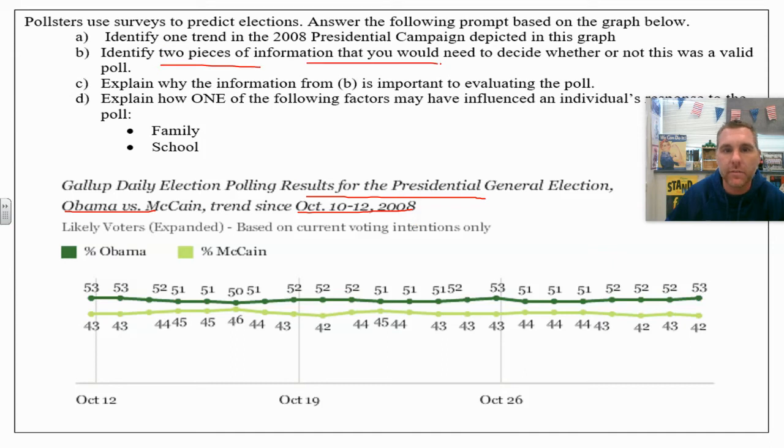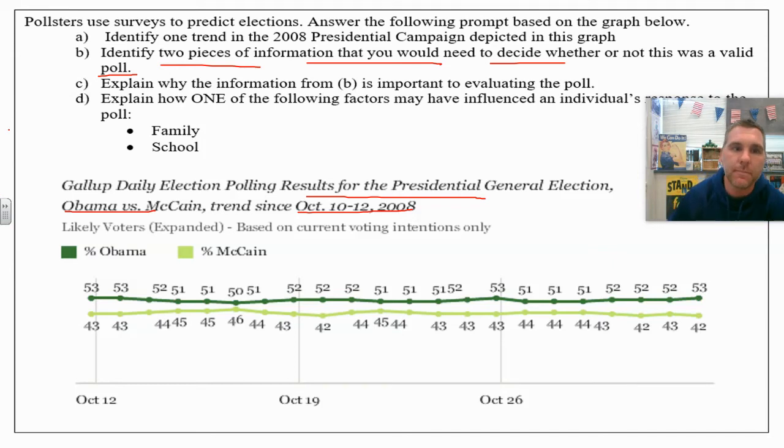Identify two pieces of information that you would need to decide whether or not this is a valid poll. Well, going back, what accuracy do we need? We need to see the margin of error. Do you see the margin of error? No, it's not there. So that's one of them, okay? Another thing you need is numbers. How many people are actually polled in this? Is it 100? Is it 1,000? So knowing that kind of information, and possibly even how they were able to get those numbers. Is it done through emails or phone calls? The method of polling could be interesting as well to know whether or not it's a valid poll.